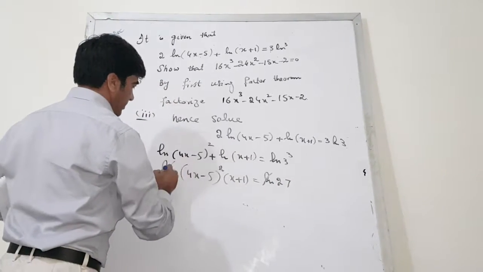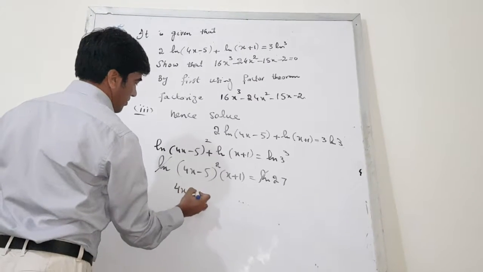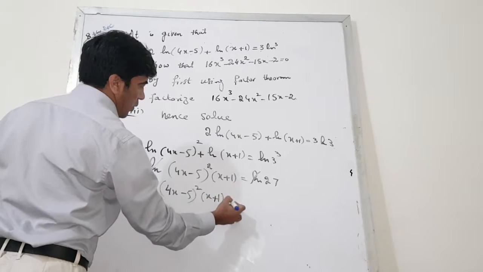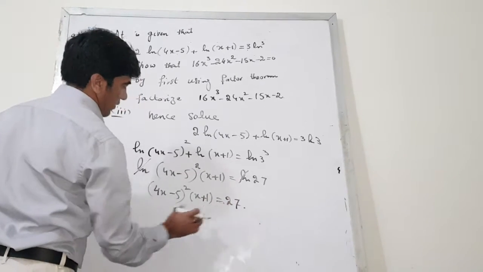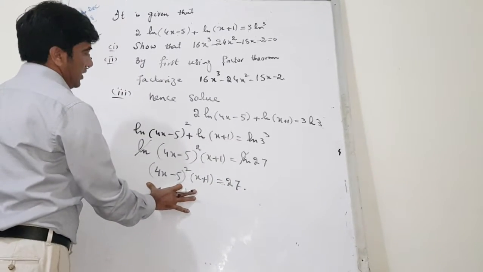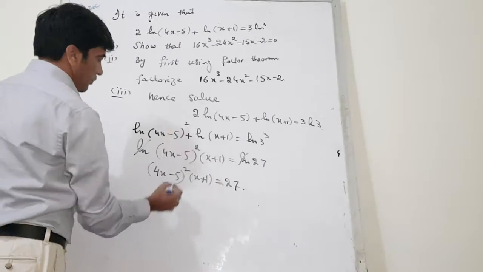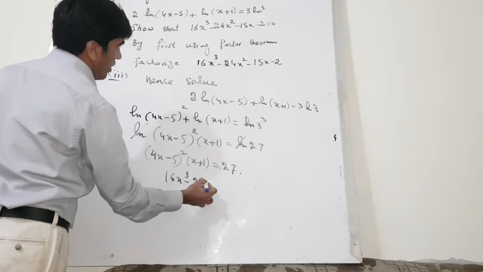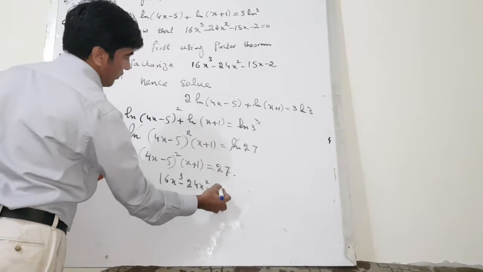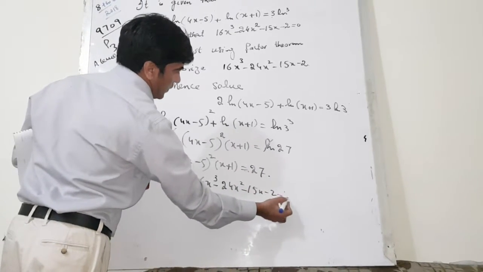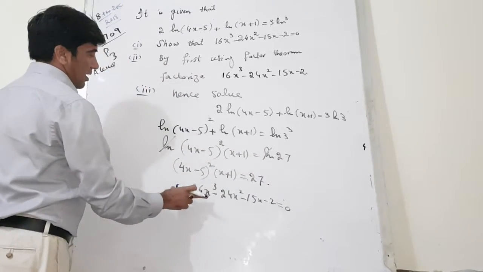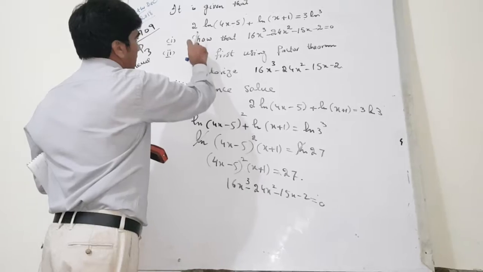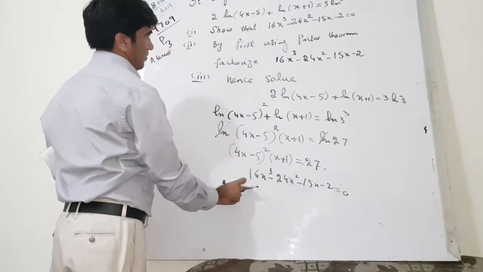Now the logs can be cancelled. Now (4x − 5)²(x + 1) = 27. Further simplification and expansion will give you 16x³ − 24x² − 15x − 2 = 0. Now this is the required answer of this question, which is asked in the first part of the question.